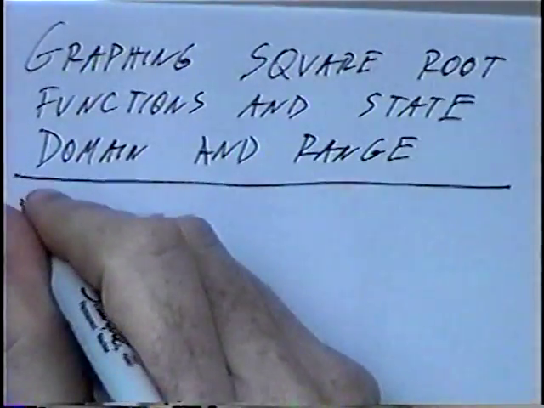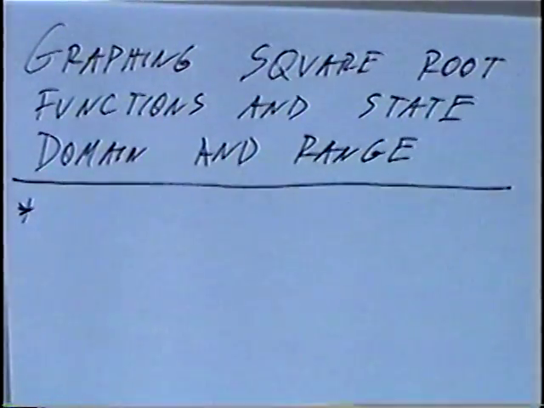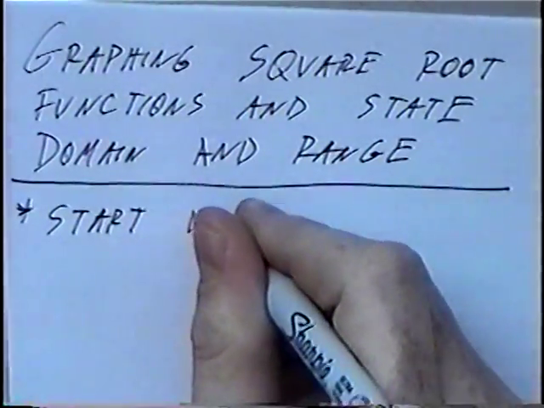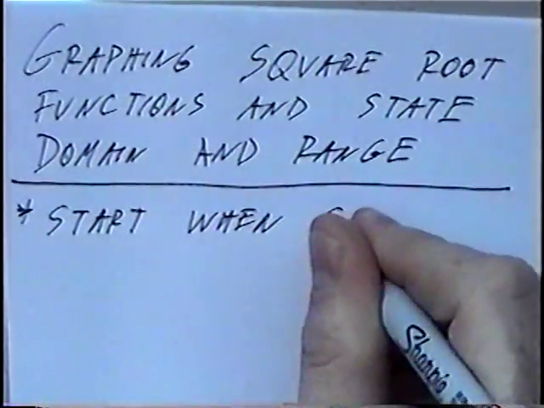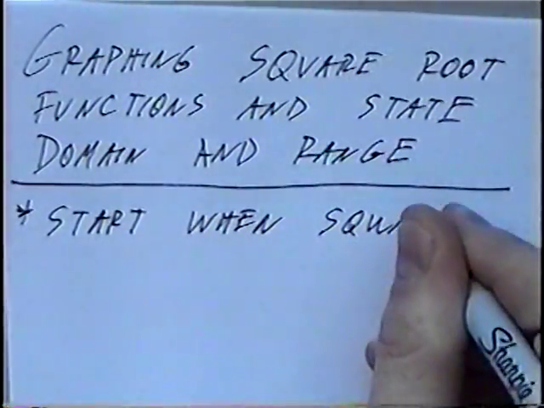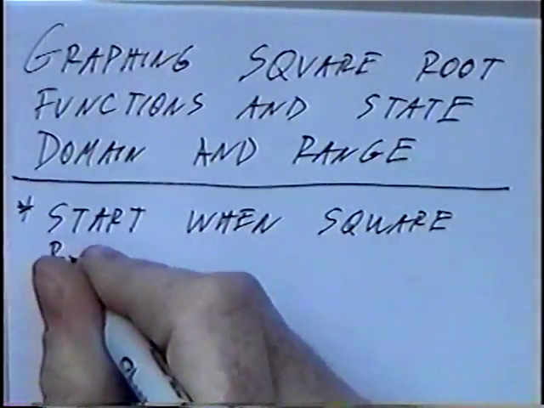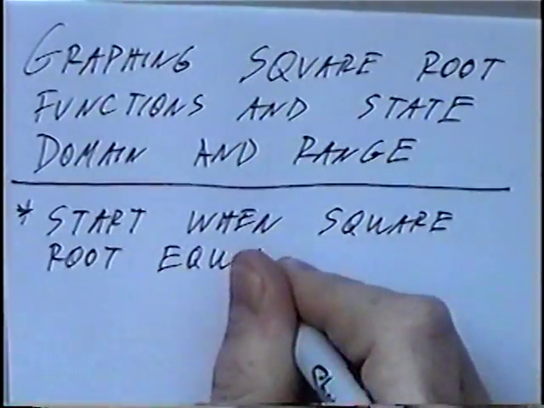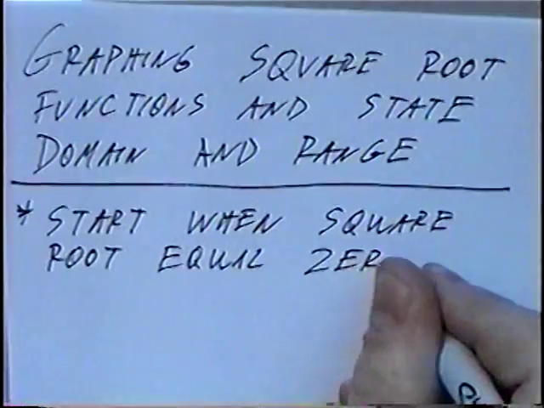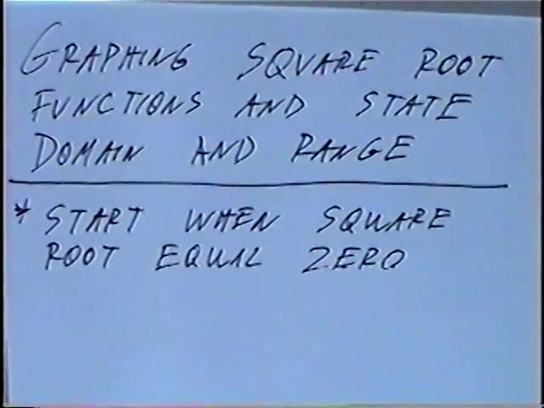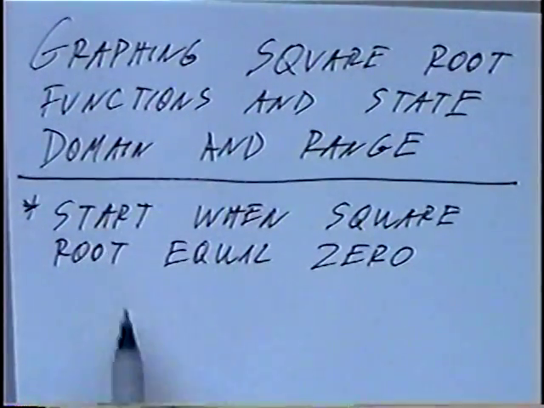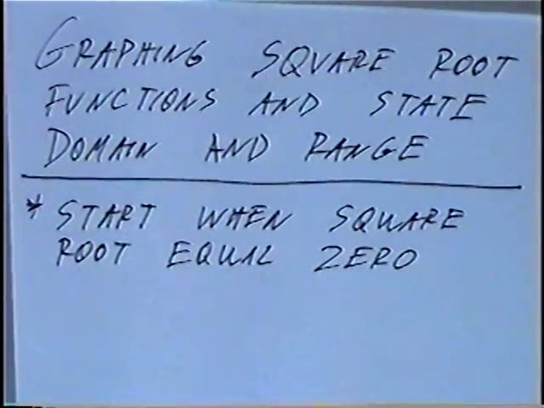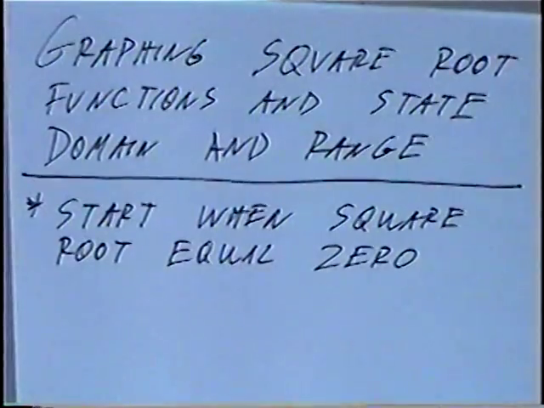One definition that we'll use for this section is start when square root equals 0. For the section where we graph using t-tables, we'll start the t-table when the square root is equal to 0, since the smallest value a square root can be will be 0.